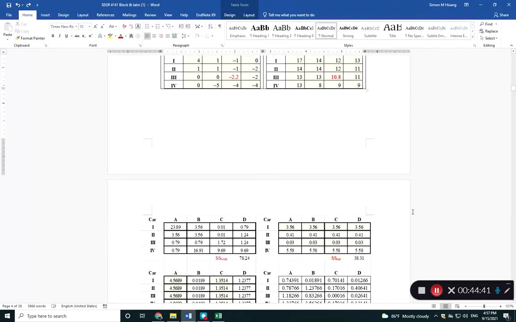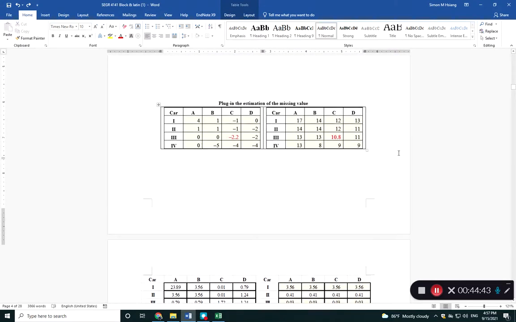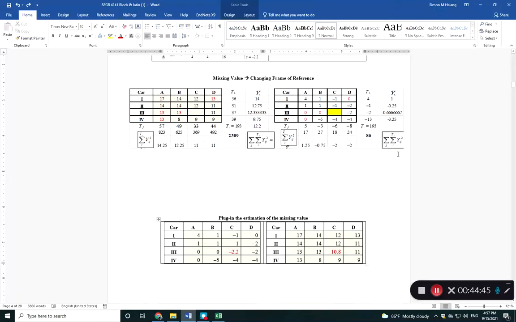We can find 13 minus 2.2, which is 10.8. If the missing value for the yellow point is negative 2.2, plus 13, you get 10.8. So the best estimate, the least squares estimate of your missing value, is 10.8. Okay.